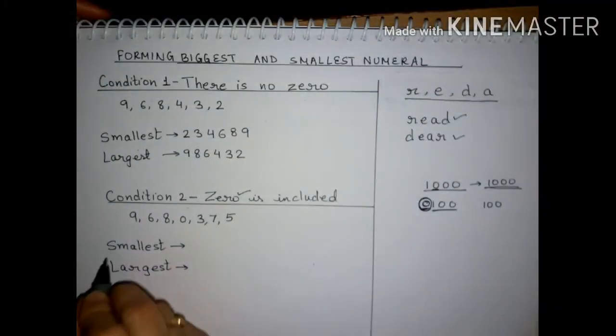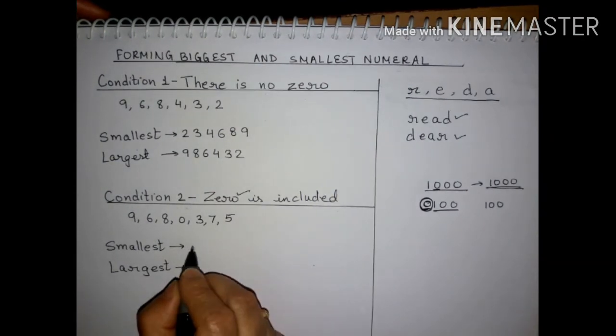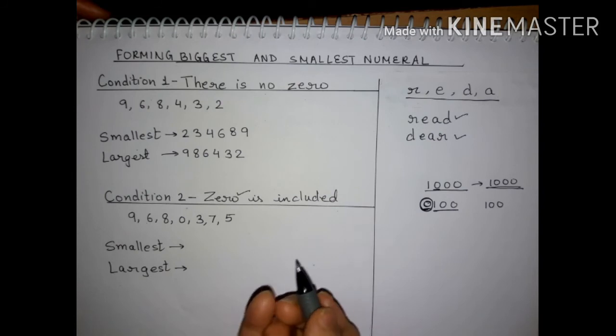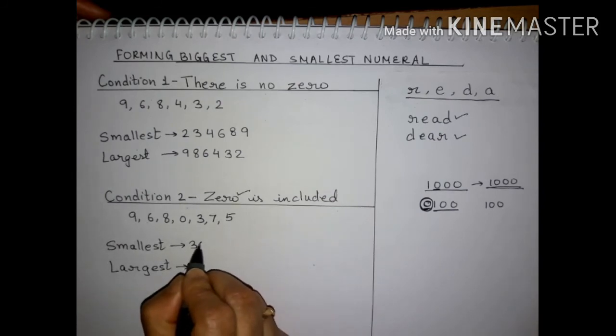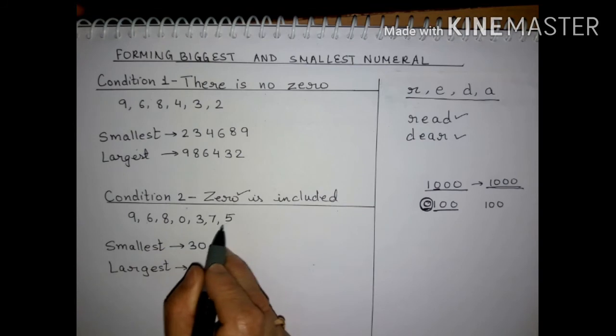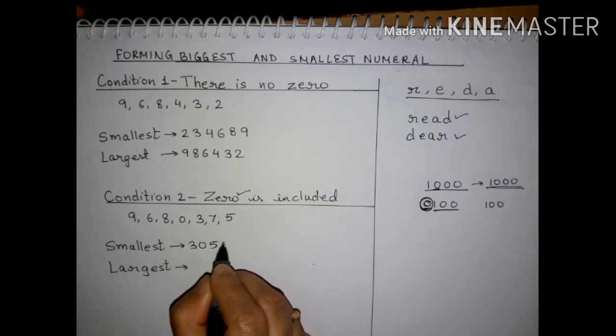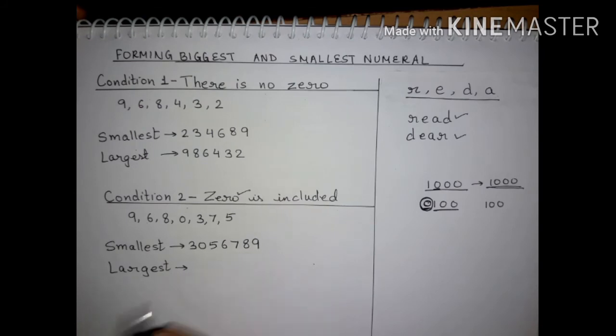So now we come to it. The smallest digit here, other than 0, is 3, because we cannot start with 0. So we start with 3, then 0, and then go on in the same increasing order. The next one is 5, then you have 6, then 7, 8 and 9.